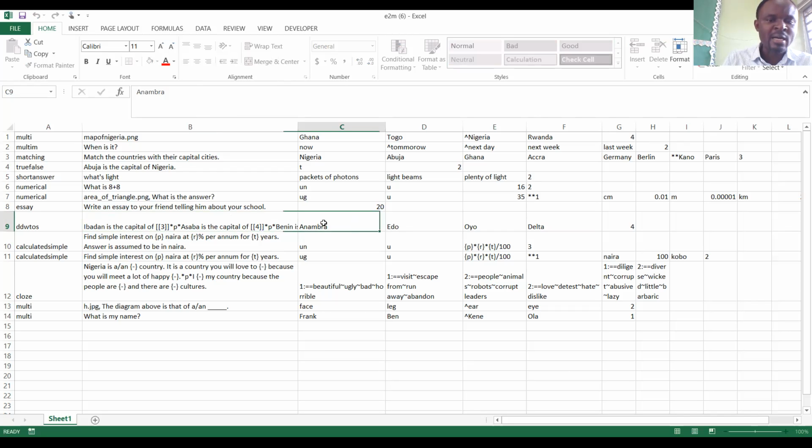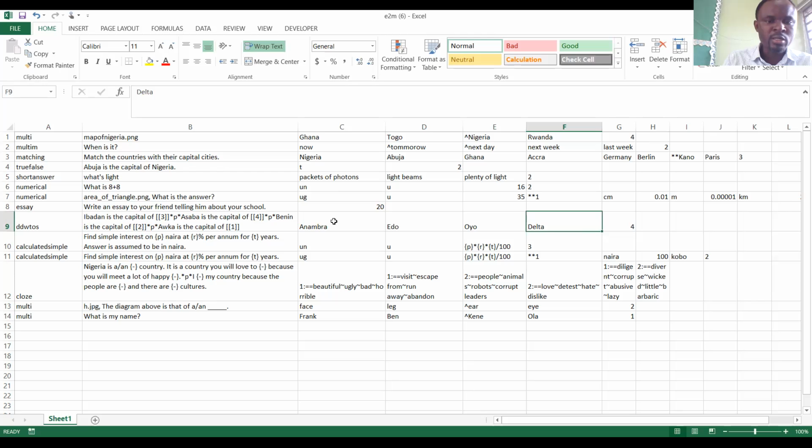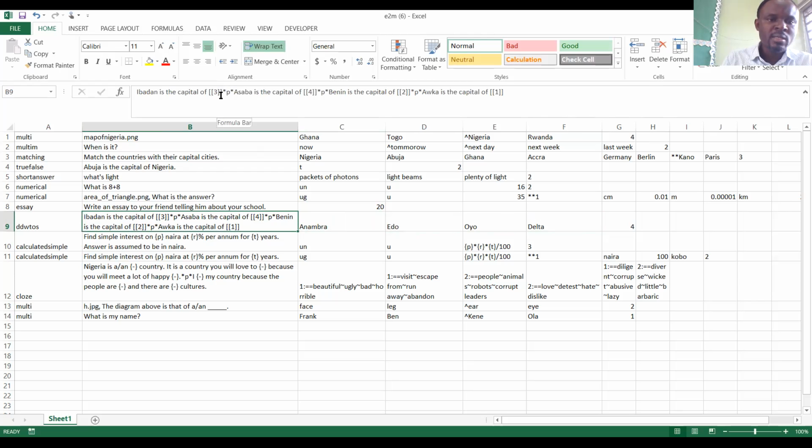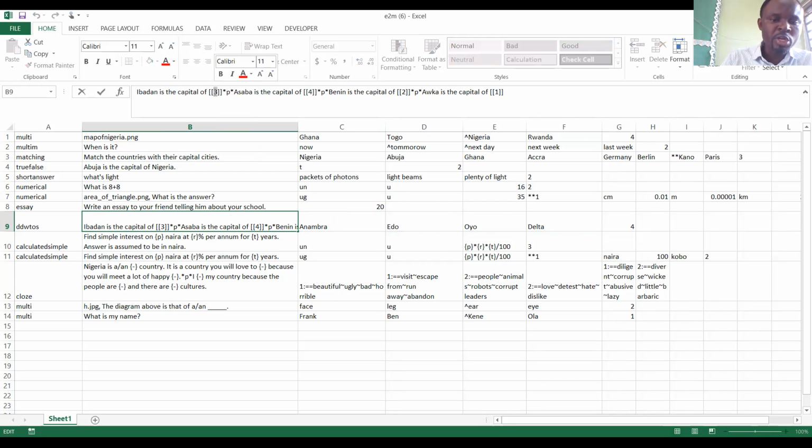Now, after the second column, I have the columns of the answers. So the third column, column C here, is a possible answer, Edo a possible answer, Oyo a possible answer, Delta a possible answer. Now I'm going to count from the third column, column C, 1, 2, 3, that's Oyo. So it then means that for this particular gap, having 3 here in between pairs of square brackets, it means that Oyo is the item for this particular point. At this point in the question, you should have Oyo as the answer because Oyo is the third column after the question column. So 3 here is for Oyo.